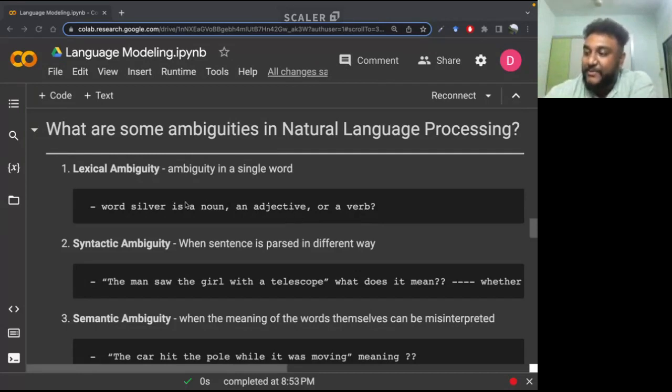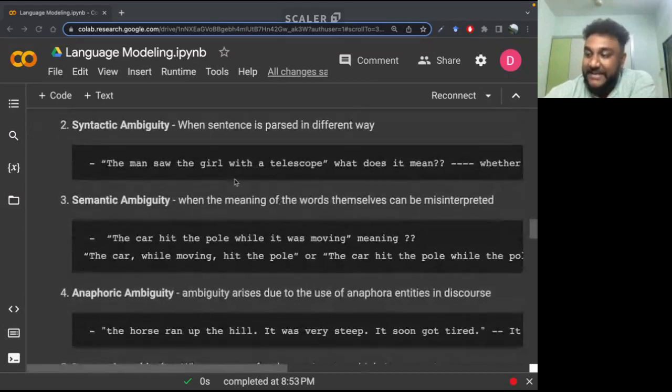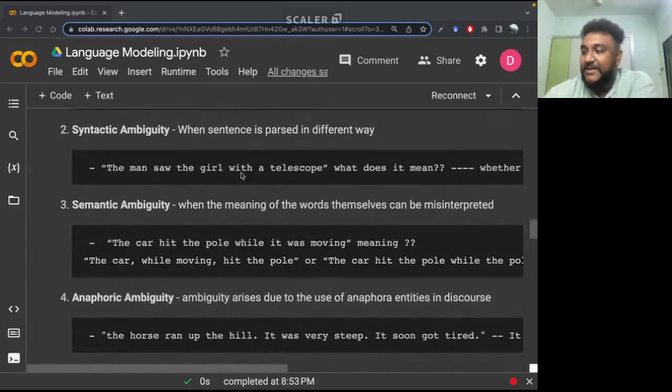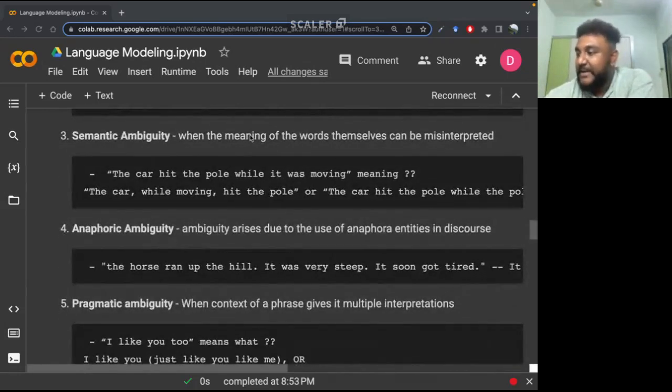So those are the three cases where silver could mean multiple things, right? Then you have syntactic ambiguity, where the man saw the girl with a telescope. What does it mean? Does it mean that the man saw a girl who was holding a telescope, or was the man looking through the telescope to see the girl, right? This is syntactic ambiguity. We don't know whether with a telescope refers to the girl or the man. Okay. Then you have semantic ambiguity, where the meaning of the words themselves can be misinterpreted.